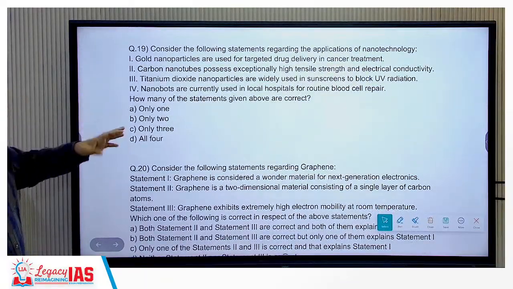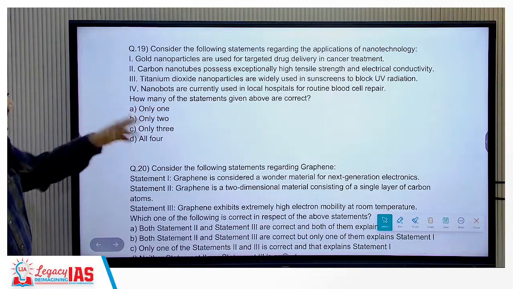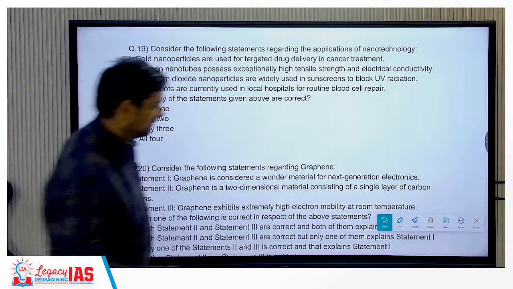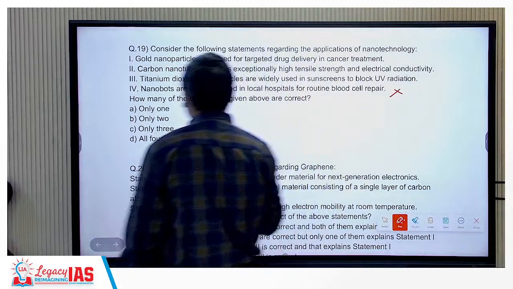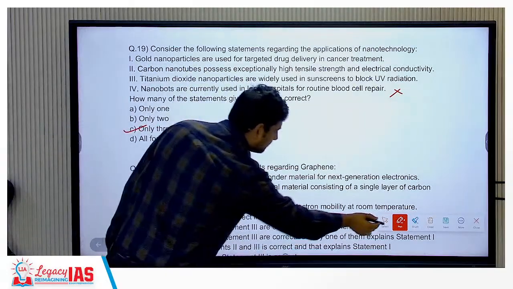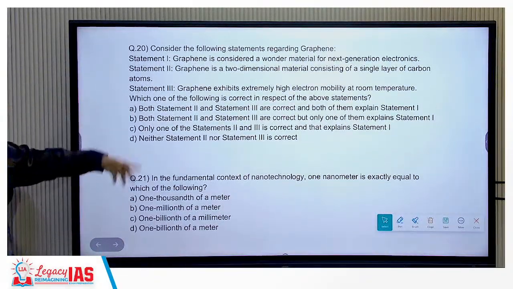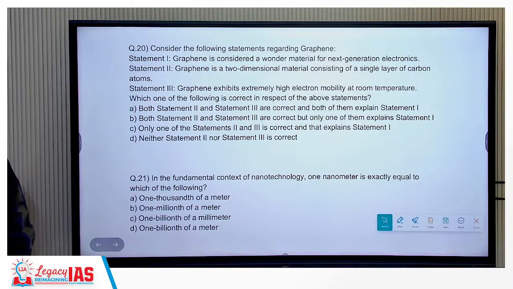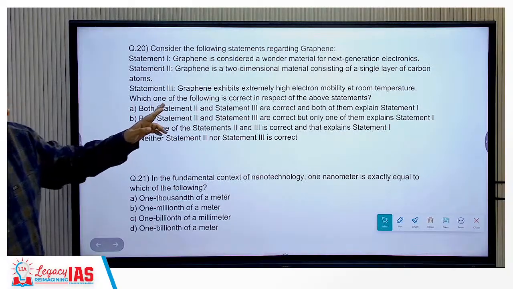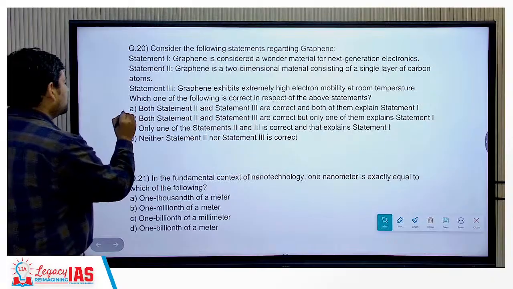Then gold nanoparticles drug delivery, carbon nanotubes exceptionally high, titanium oxide widely used in sunscreens. Yes. Nanobots are currently used in local hospitals for routine blood cell. Which local hospital? Okay, so only 3 becomes the answer. Then next, graphene is considered a wonder material for next generation electronics. Graphene is a two-dimensional material consisting of a single layer of carbon atoms. Correct. Then graphene exhibits extremely high electron mobility at room temperature. Correct. Both of these are correct. Answer becomes A.